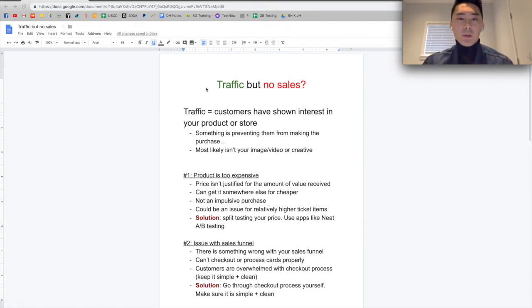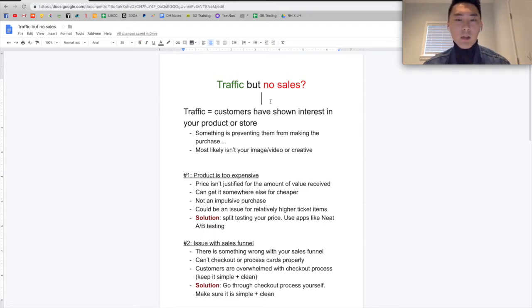And let's get right to it. So today we'll talk about why you have traffic but no sales. Traffic basically means that customers have shown interest in your product or your store. So clearly something is preventing them from making the purchase. It could be a variety of factors, and we're going to discuss that right now.